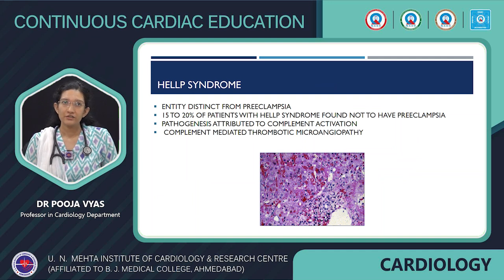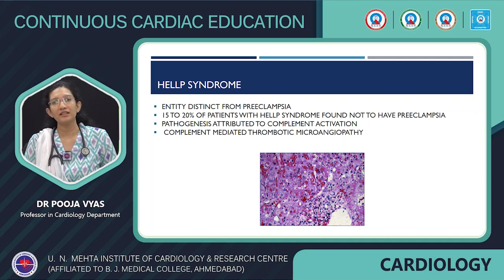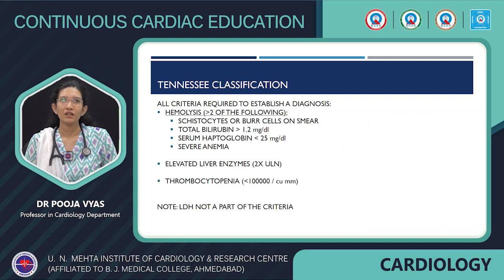HELLP syndrome is distinct from preeclampsia. Around 15 to 20% of the patients with HELLP are found not to have preeclampsia. The pathogenesis is attributed to complement activation, and it is complement-mediated thrombotic microangiopathy. There are several classifications to diagnose HELLP syndrome.